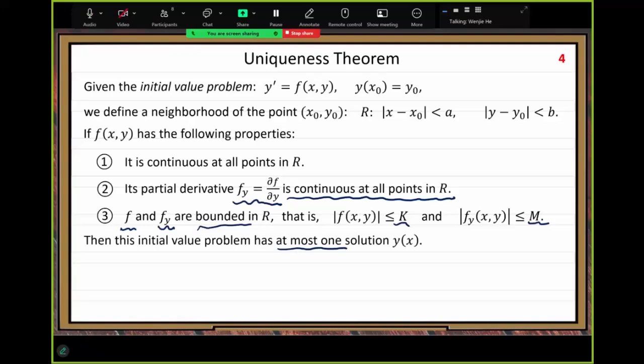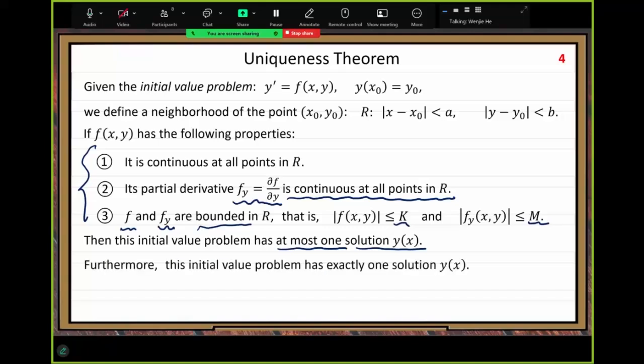Existence, at least one. This here, at most one solution. Because these three conditions cover the existence theorem, with these three conditions we already have the existence part. So we have both existence and uniqueness.